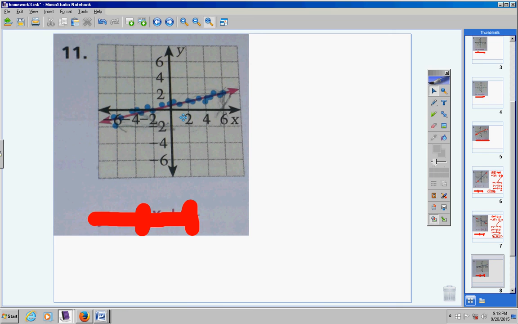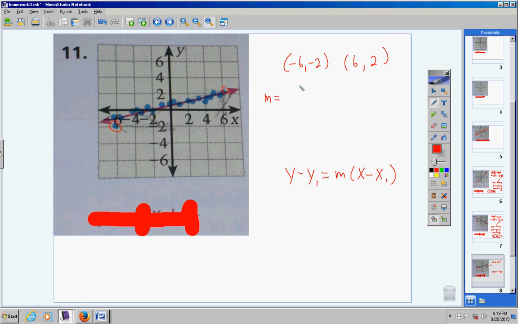Let's go ahead and get started here. I'm going to choose this point here, which is at negative 6, negative 2. And I'm going to choose this point here, which is at positive 6, positive 2. And because I have 2 ordered pairs to write the linear equation, I'm going to use this model here that I've been using the entire time. So let's start off with slope.